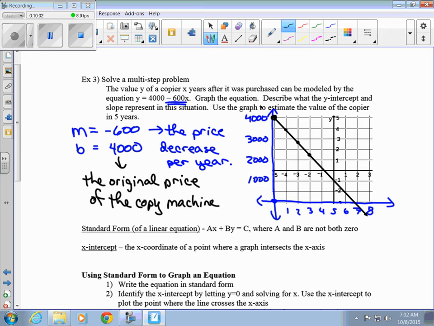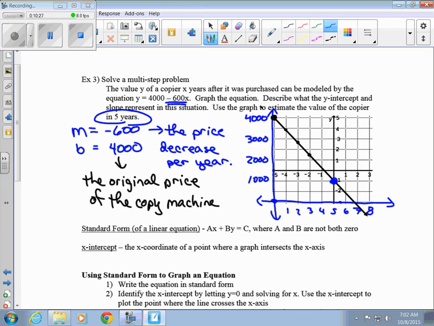So now once we have the graph, we can look here and say, okay, right there is where it's at in 5 years. So it looks like, according to my graph, we're going to be at $1,000. So the value of the copier is going to be worth $1,000 in 5 years. So it started at 4,000 and it's going to be worth 1,000.